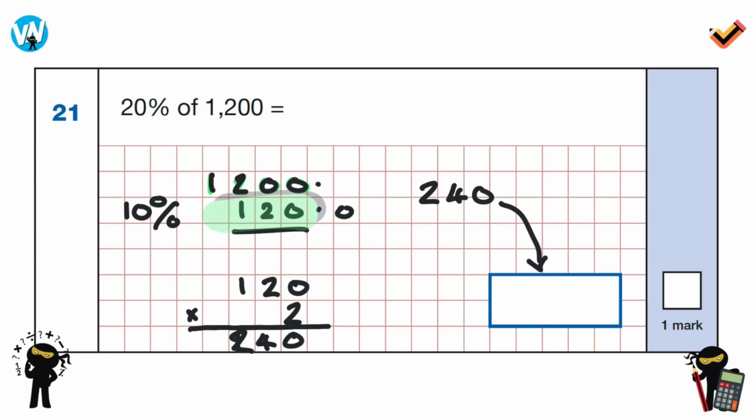And again, that comes back to our known fact of knowing, well, I might not be able to double 120, but I can definitely double 12. So double 12 is 24. So double 120 must be 240. And then the key part is making sure that we write that answer into the answer box. Otherwise, we will not get the mark.